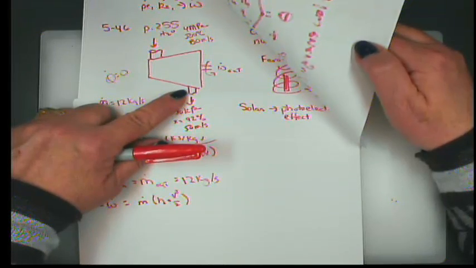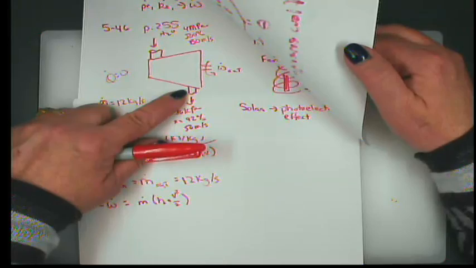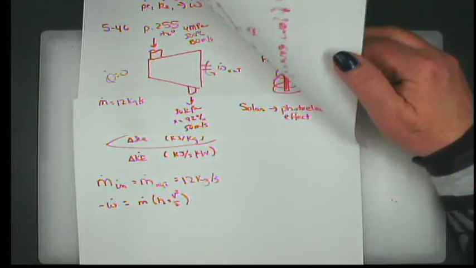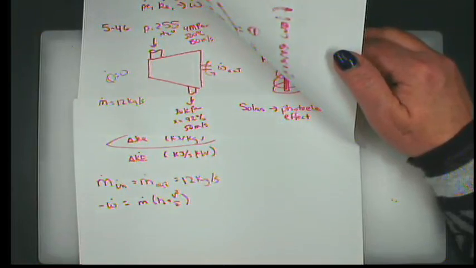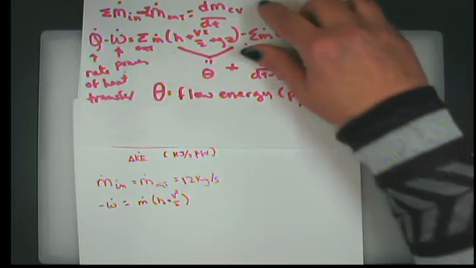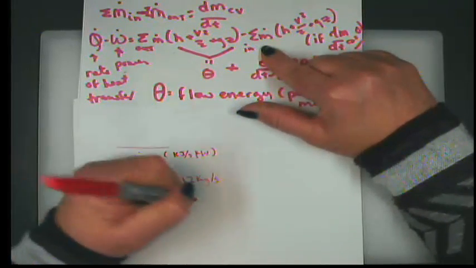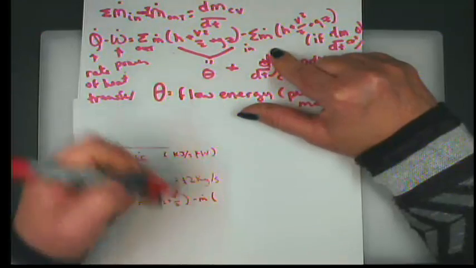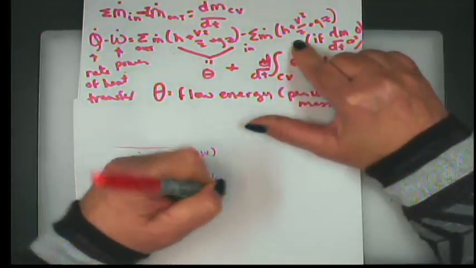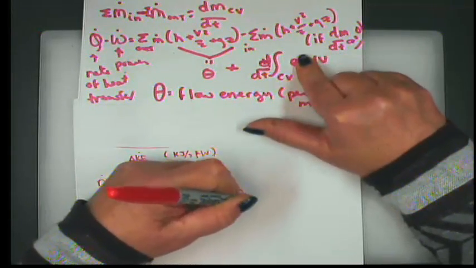If we were taking water at the top of the dam, we would have to convert that potential energy into velocity, into kinetic energy at the bottom of the dam before we did this problem, but we've already been given the velocities. So we don't have to do that conversion. That happened before our part of the problem. So once again, we have minus m dot times h plus V squared over 2 out, minus m dot times h plus V squared over 2 in.